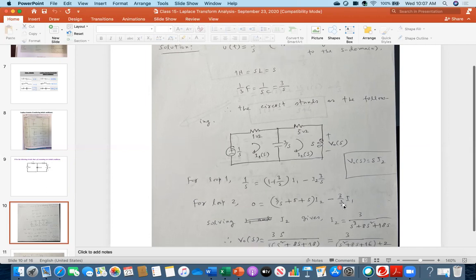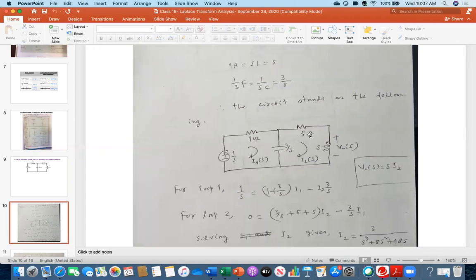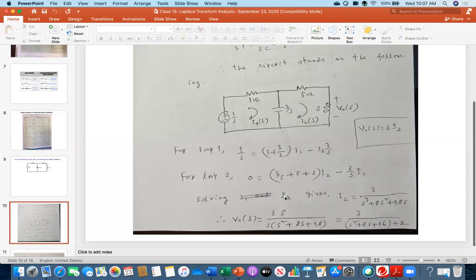So therefore, from there, I am just solving. My goal is to find I2, because you have to find V0. So I am calculating I2. I got this one: I2 is 3 over s to the power 3 plus 8s squared plus 18s. You see, it is in the form of a cube or a square, but it is still only a function of s. There is no angle, no j, nothing, only the s. That's why I said you can apply only algebra.